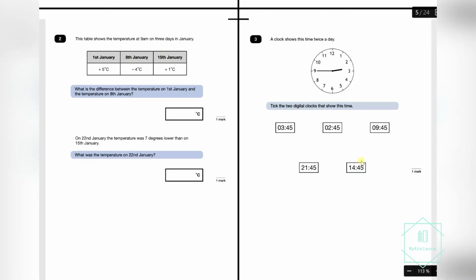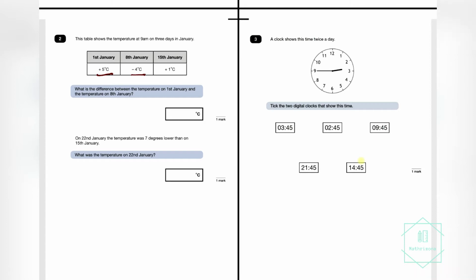Okay, these tables show the temperature at 9 a.m. on 3 days in January. On 1st of January we have plus 5 degrees centigrade, on 8th of January minus 4. Looks like it's getting chillier. On 15th January it's plus 1 degree centigrade. What's the difference between the temperature on 1st of January and the temperature on 8th of January? So 1st of January we have plus 5 and 8th of January minus 4, so the temperature is getting reduced.